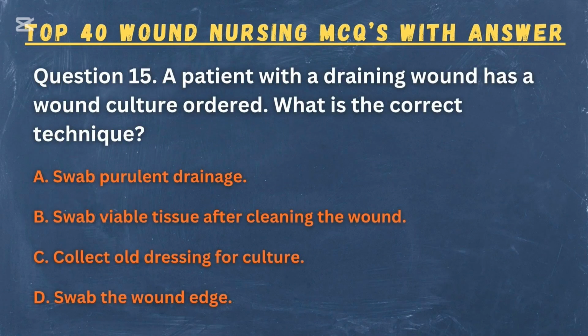Question 15. A patient with a draining wound has a wound culture ordered. What is the correct technique? A. Swab purulent drainage. B. Swab viable tissue after cleaning the wound. C. Collect old dressing for culture. D. Swab the wound edge.